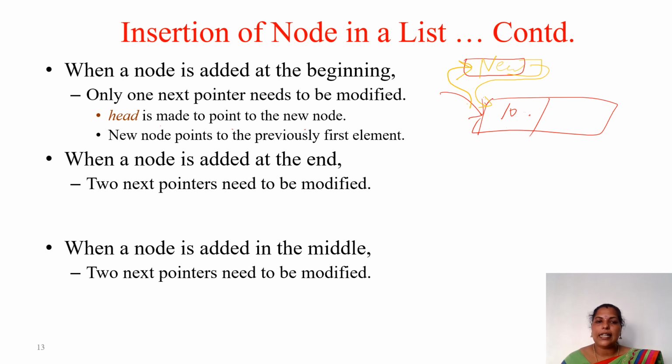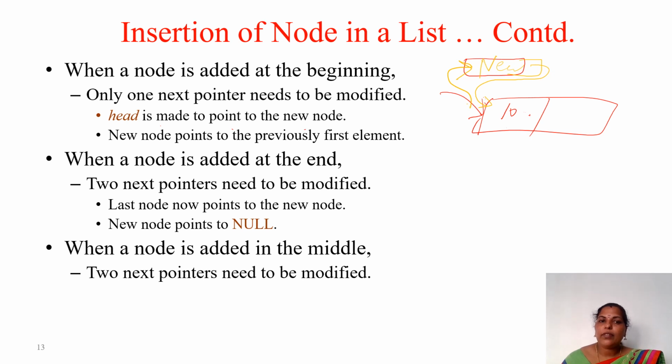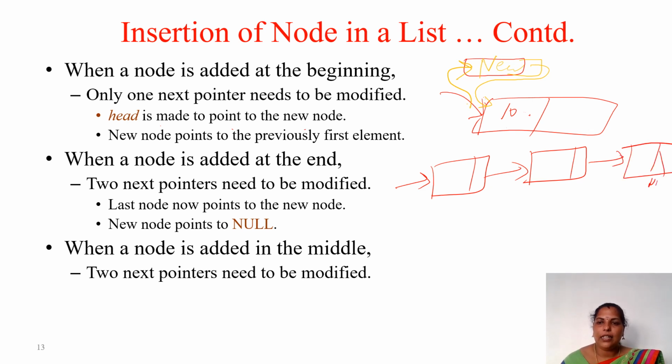And if you want to insert any node at the end, what we need to do is modify two next pointers. That is, the last node now points to the new node. Say, for example, we have a list like this, and at the end we are going to insert. Now it is null already. So the last node now points to the new node, and the new node points to null. This way we insert an element at the end.